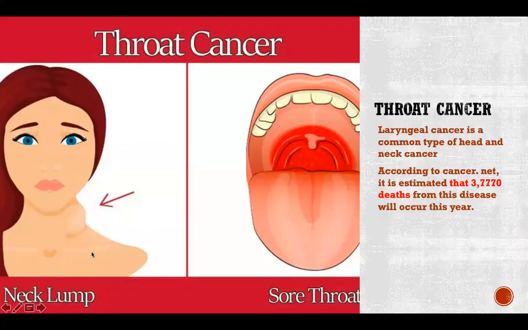As you can see in this picture on the left, these are symptoms of throat cancer. A neck lump, which just sits on the neck, swollen and inflamed, and also a sore throat which is very red. If a doctor looks at your throat and it's very red, that can also be a symptom of throat cancer. Laryngeal cancer is a common type of head and neck cancer, and according to cancer.net, it's estimated that 3,770 deaths from this disease will occur this year.